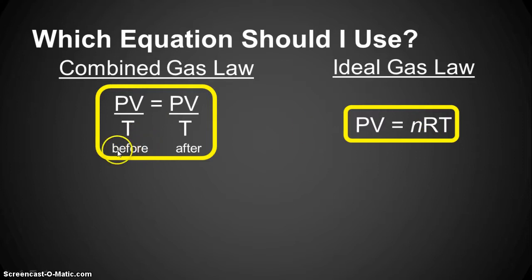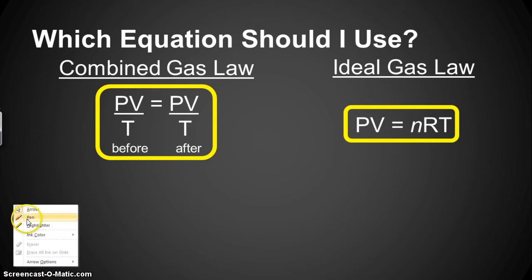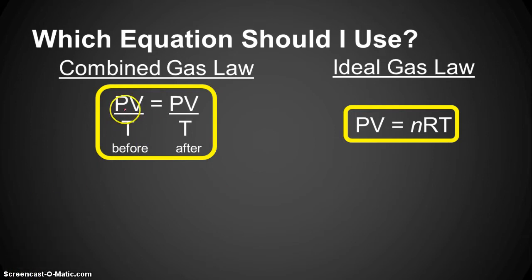By the way, instead of saying before and after here, we could instead use ones and twos. So I could say that P1 V1 over T1 is equal to P2 V2 over T2. This is a more common way to write it rather than before and after scenarios.